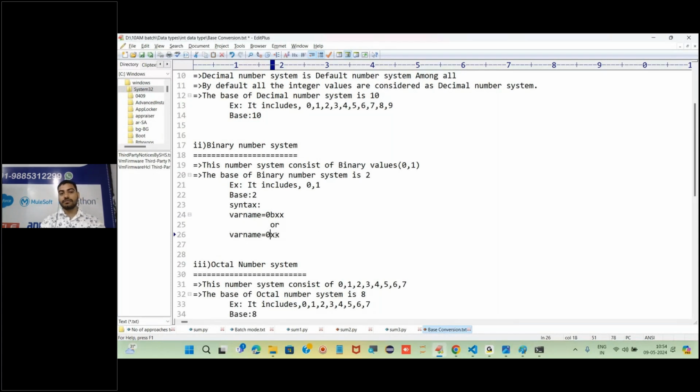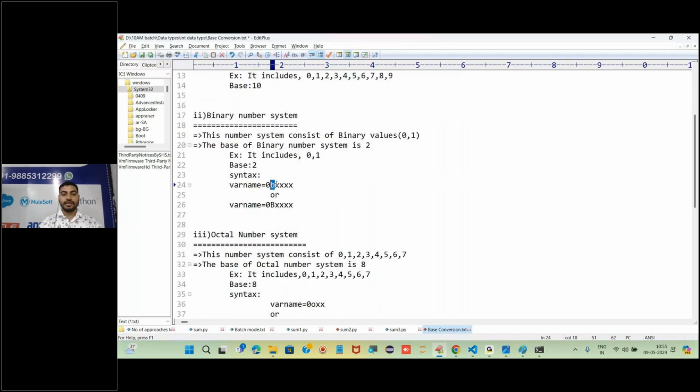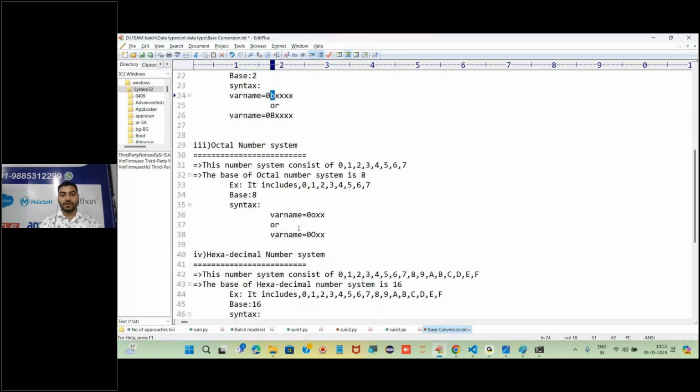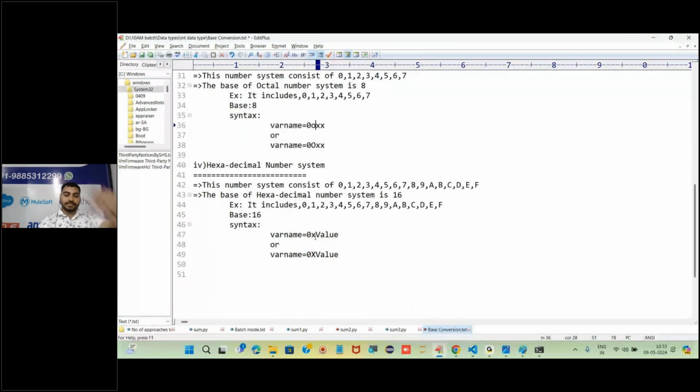So what does the syntax say? Whenever we are writing, let's suppose for this I am writing x, or any bit we can use, right? B for binary, it could be either small b or capital B. Similarly, for octal, what do we have? O, right? Similarly, for hexadecimal, what do we have? X. So let's go for the program.